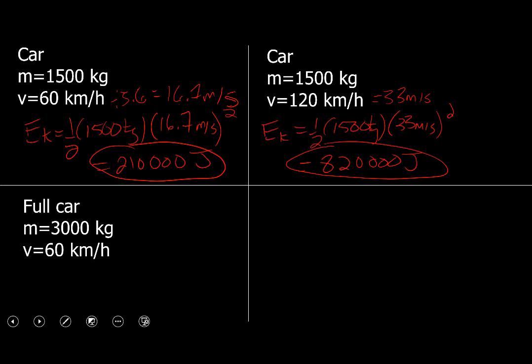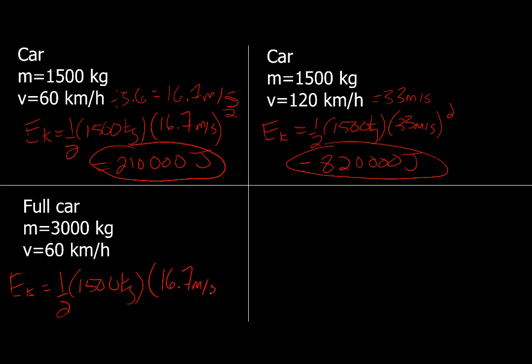Scenario 3, I've got the slow car again, but double the mass. Now, doubling the mass is not squared in the formula, so we should get double the base kinetic energy. So I'm expecting around 400,000 joules of energy. I don't need to get the 16.7. I did that the last time, so I'm just going to go EK equals 1/2 times 1,500 kilograms times, what was it, 16.7 meters per second, and that is squared.